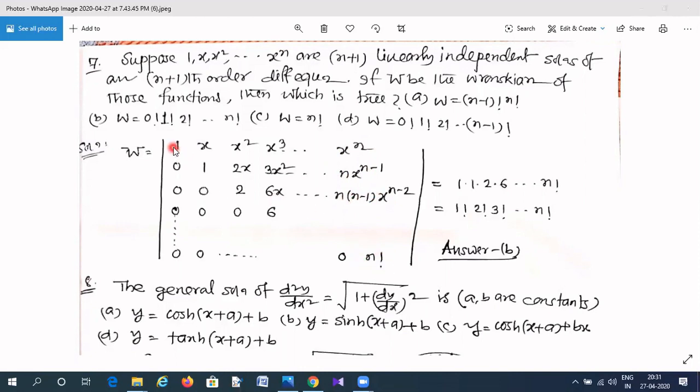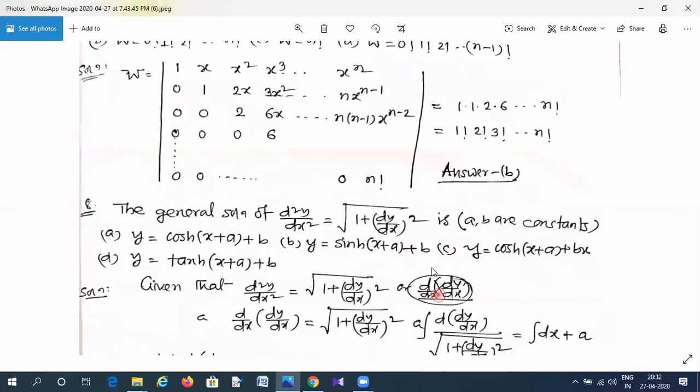So if we consider the diagonal terms, the determinant will be 1 into 1 into 2 into 6 ... n factorial. So it will become 1 factorial, 2 is 2 factorial, 6 is 3 factorial, ... n factorial. So the answer will be 1 factorial into 2 factorial into 3 factorial ... n factorial. That is option B.